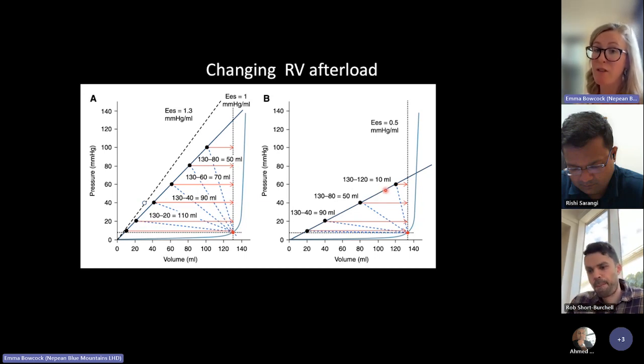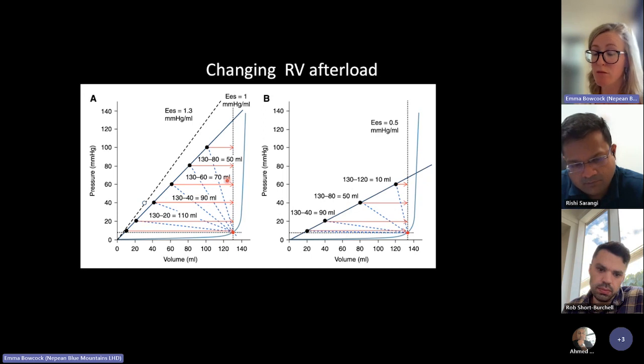And if I have a double whammy, you can see that even if we have that scenario, where we've got massively increased RV afterload, patient with PE, ARDS, I've gone from, say, here, where my stroke volume was 90 mils to a stroke volume of 50 mils. I then have a little insult to the RV, so my contractility has gone from 1.3 to 1, so this line is shifted down a little bit.